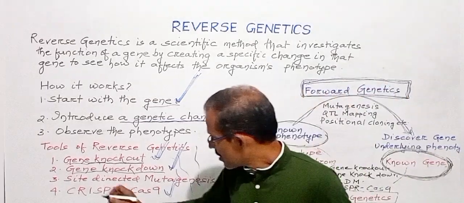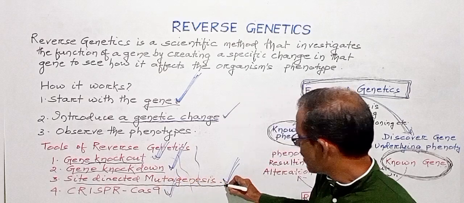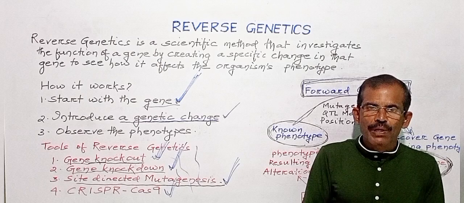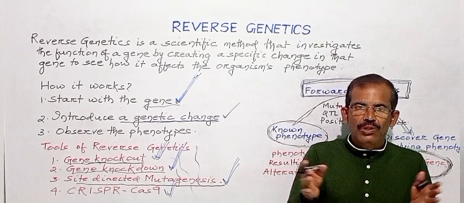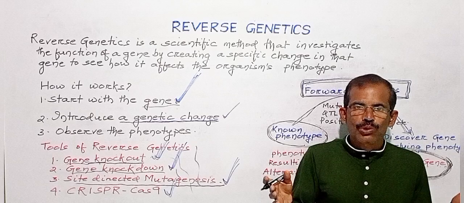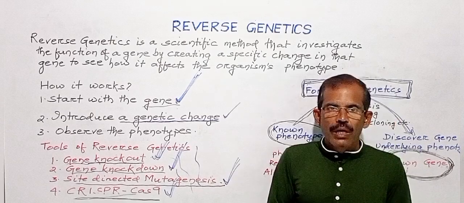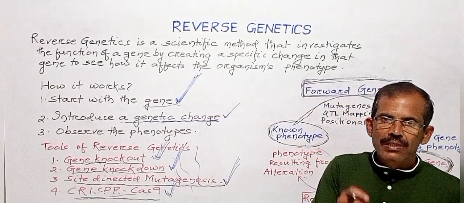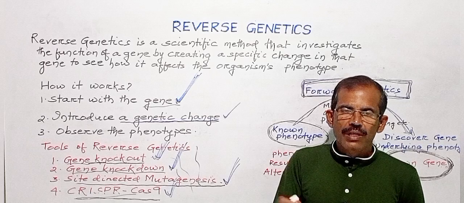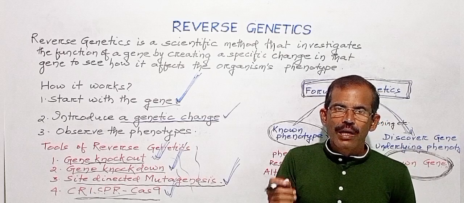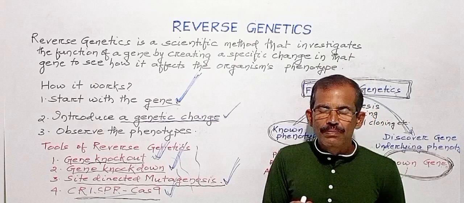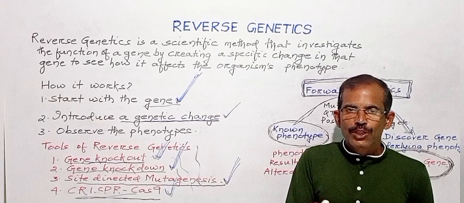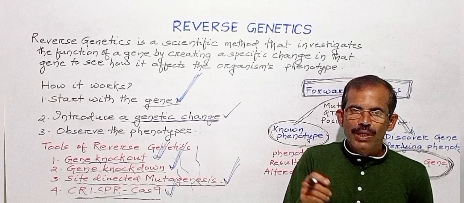Third one is site-directed mutagenesis (SDM), which is a technique used to introduce a specific intentional change such as insertion, deletion or substitution in the sequence of a gene. Another one is CRISPR-Cas9. It is a gene editing technology that uses a combination of guide RNA and Cas9 enzyme to introduce a precise cut in the DNA. This process allows for genome editing.